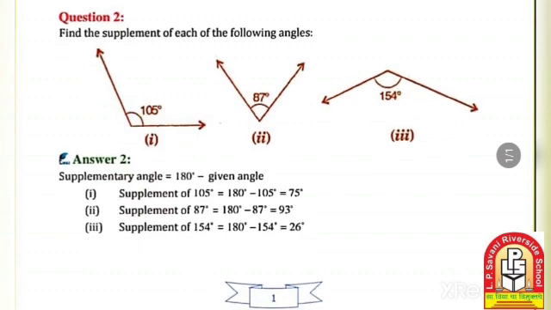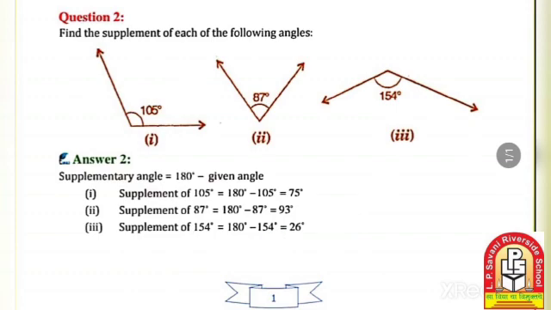So for the supplementary angle of 105, 180 minus 105 is 75. Another angle is 87, so 180 minus 87 is 93, which is the supplementary angle. And for 154, if we subtract 180 minus 154, that gives us 26, which is also a supplementary angle. In this way, we can find the supplementary angles of these three angles.